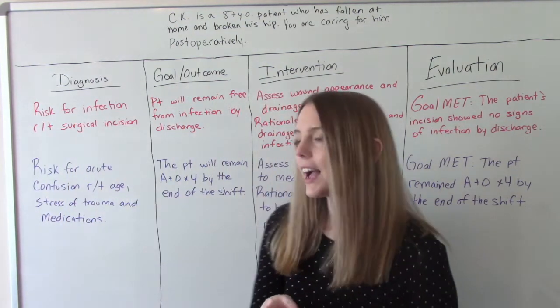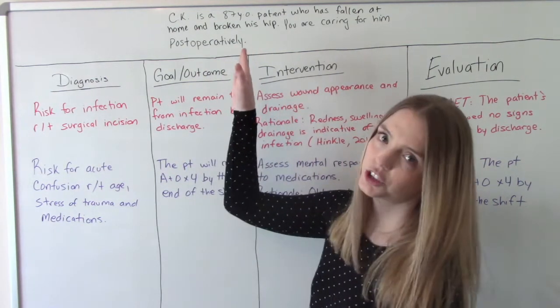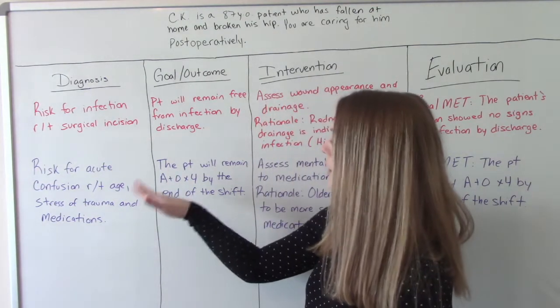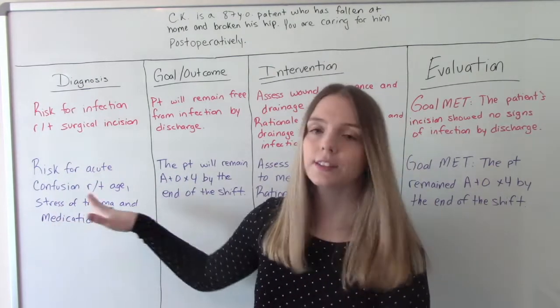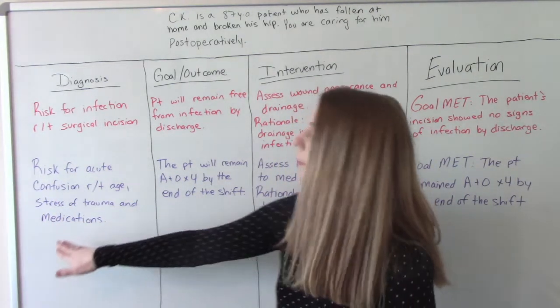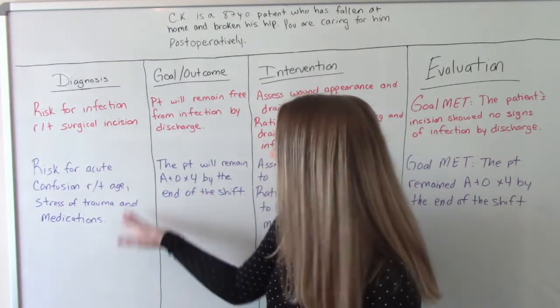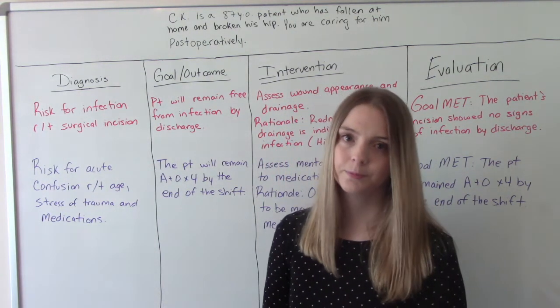The second diagnosis I picked was more related to their age and everything that's going on. So I put risk for acute confusion related to their age, the stress of the trauma, so of getting hurt and having the surgery, and the medications that they're going to be on post-operatively. All of these things can contribute to the patient being in a confused state.